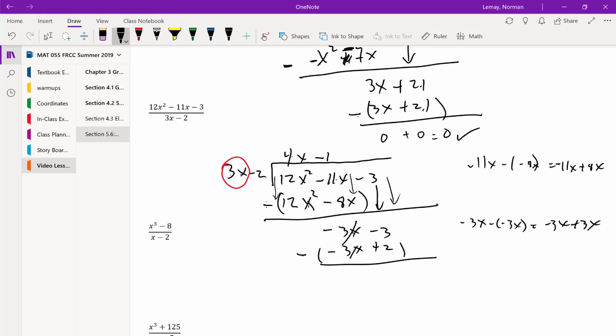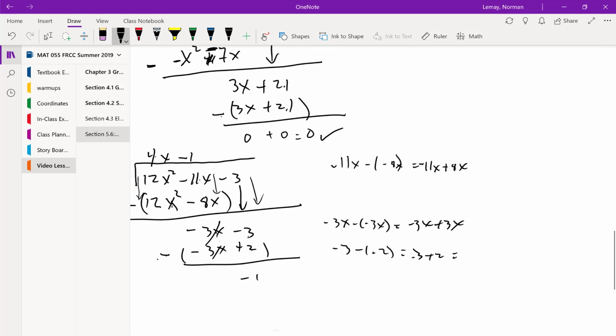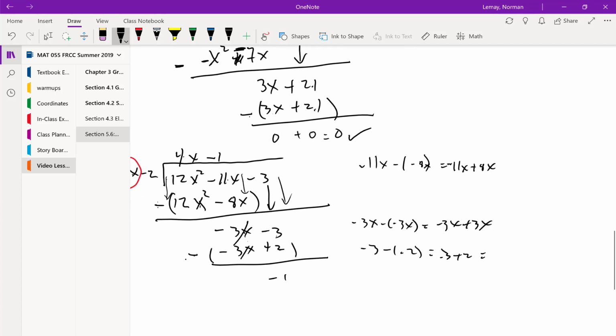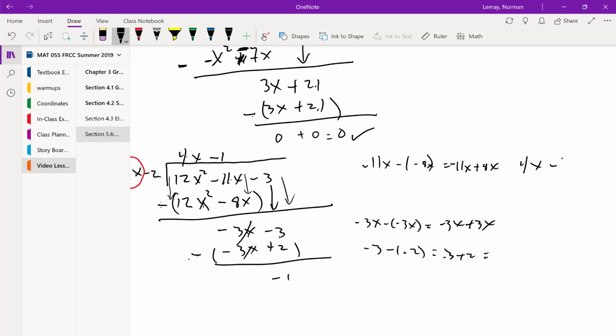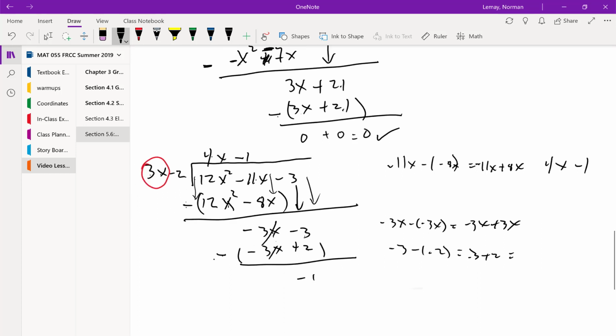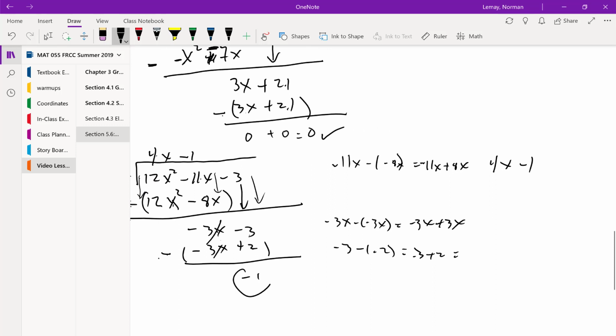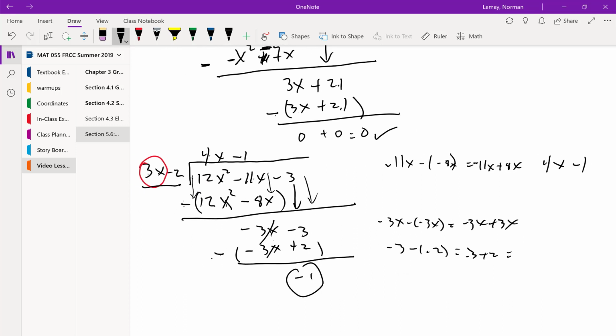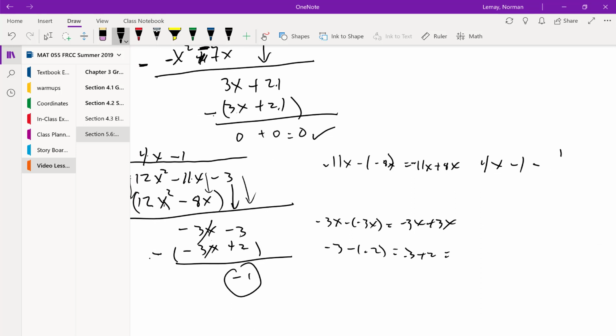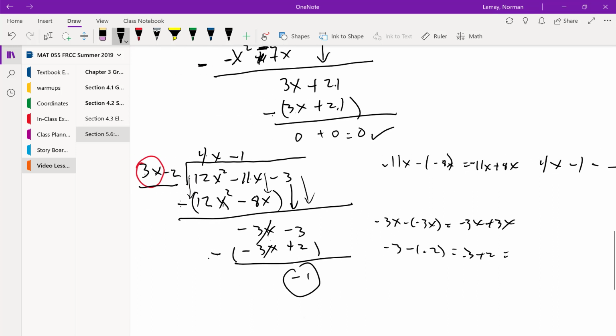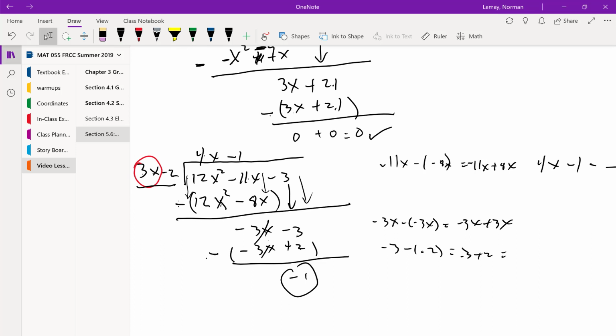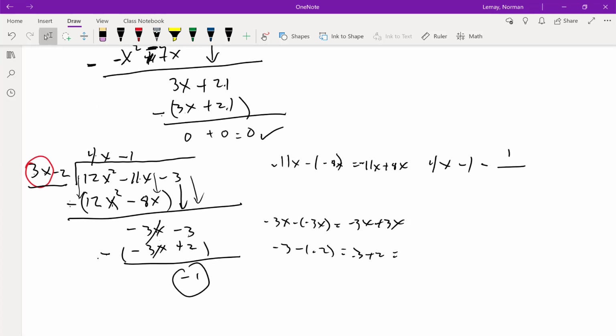So these go away. Boom, boom. And then minus 3 minus 2. So minus 3 minus a negative 2 becomes negative 3 plus 2, which is negative 1. Okay? So now we write our answer as 4x minus 1. And then remember with this part, we did this divided by this. So we get minus 1 over 3x minus 2.